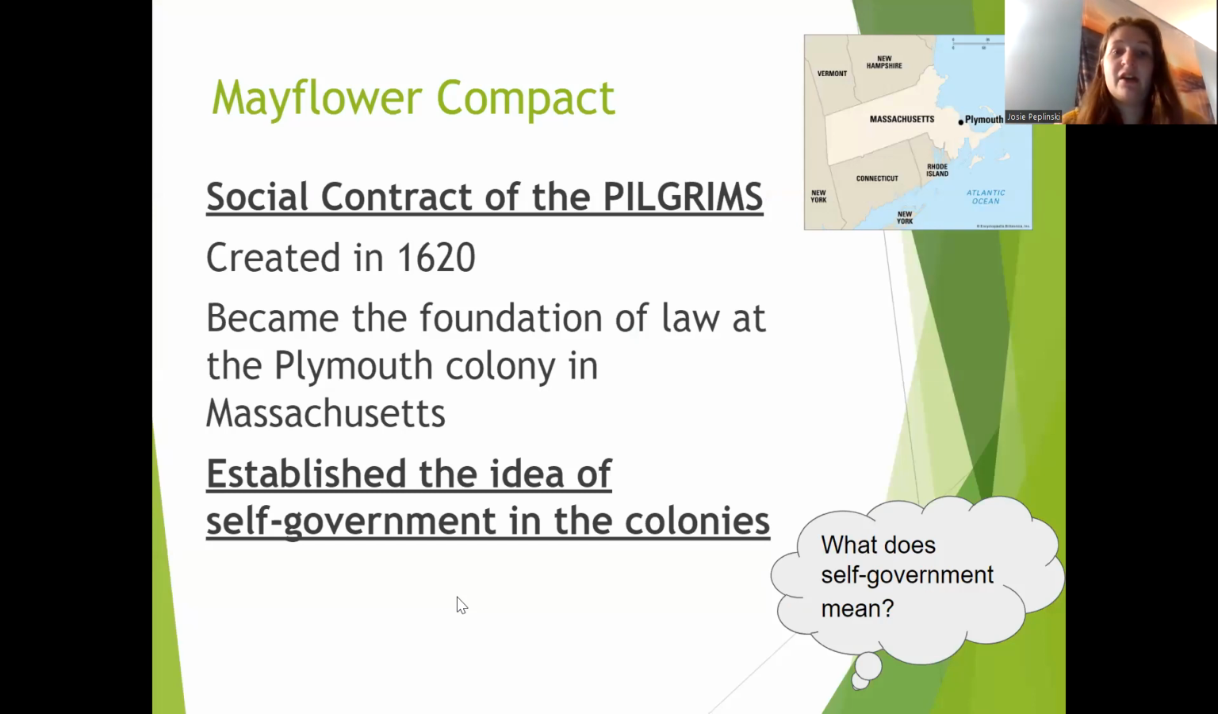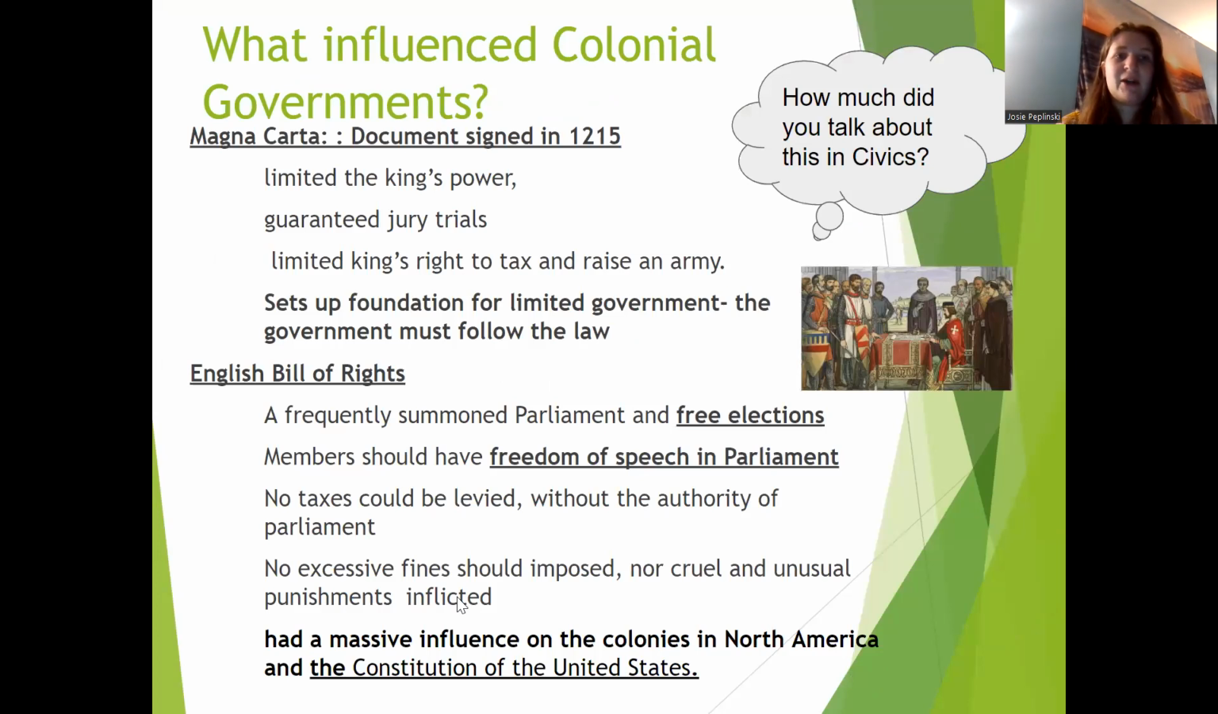At this colony, the Mayflower Compact is signed. So this is a foundation of the law of Plymouth Colony in Massachusetts and established this idea of self-government. So that is the idea that they're not only governed by the laws of England, but they're going to establish a local government where the people have a lot of say about the happenings in their local community.